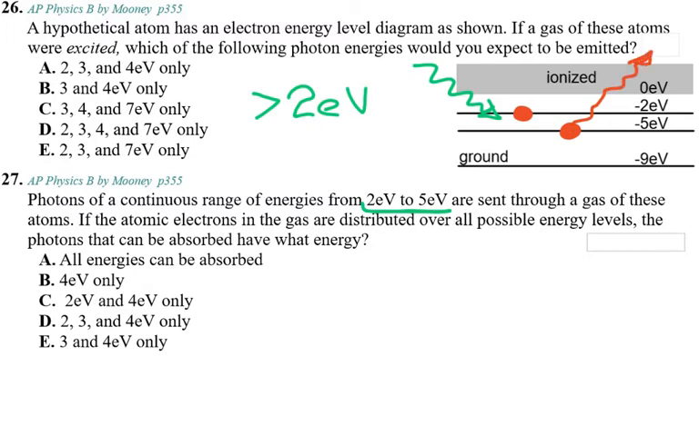But if the electron is at the 2 electron volt level, any amount of energy greater than 2 will ionize this electron. So the answer for this question would be that all of the energies can be absorbed, because anything greater than 2 can be absorbed, because the 2 electron volt level can absorb anything from 2 and higher. It only needs 2 electron volts to be ejected and ionized, and then the rest of the energy can be the kinetic energy.